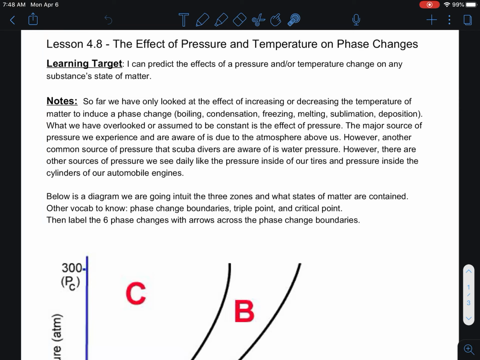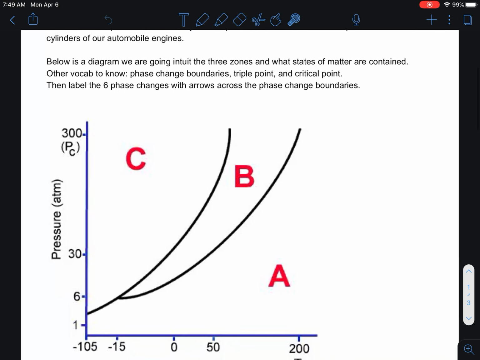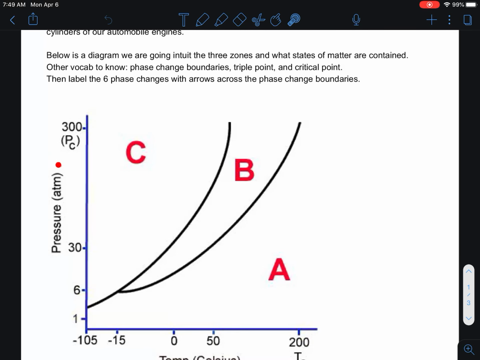The most common pressure that we're under the influence of here is the pressure of the atmosphere on top of our head. We in Cape Cod are living at sea level. So we have one entire atmosphere on top of our head. You can see that in the y-axis down here. Pressure can be measured in ATMs, or atmospheres. Sea level is one atmosphere of pressure.